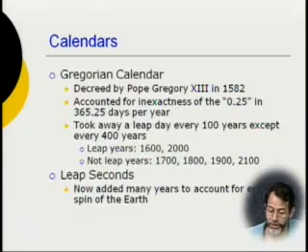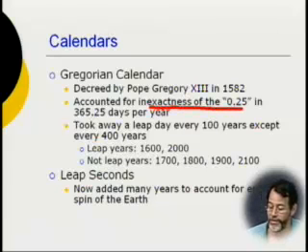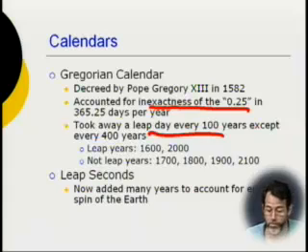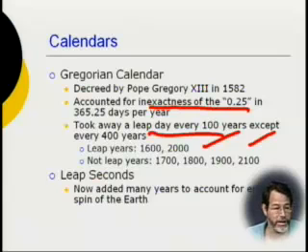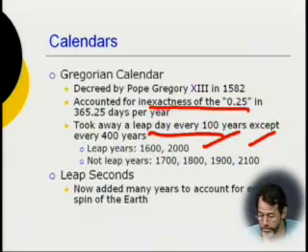The Gregorian calendar was decreed by Pope Gregory XIII in 1582, only 420 years ago or so. This accounted for the inexactness in the 0.25, which was creeping up. So what this one did is it took away leap days every 100 years or so, except every 400 years. So there were more rules. Leap years were 1600 and 2000, but not leap years were 1700, 1800, 1900, and 2100. So you might know that this year, 2008, was a leap year. But that would have been true in the previous calendar, the Julian calendar, as well as the Gregorian calendar.